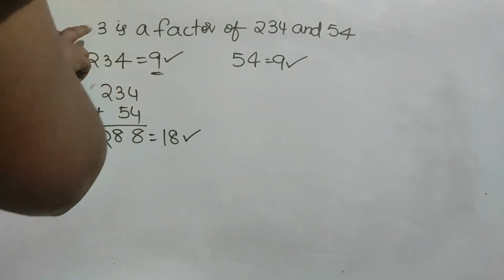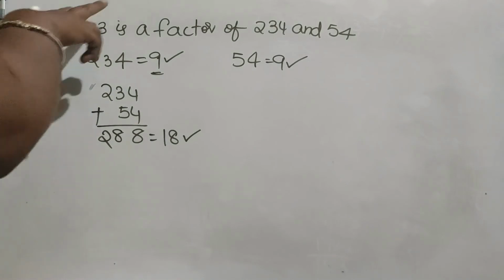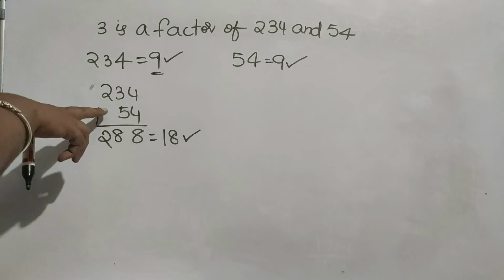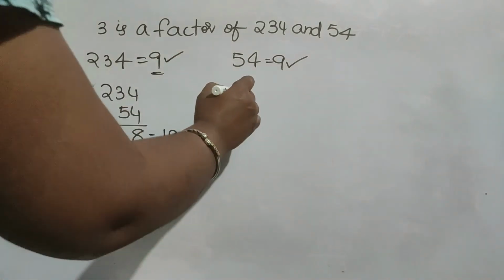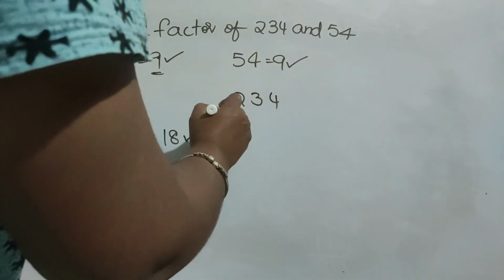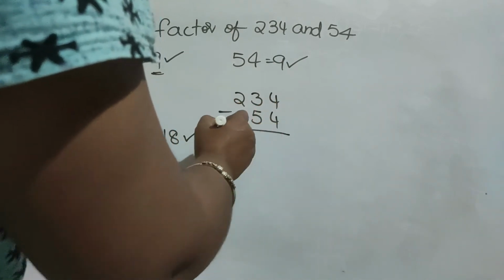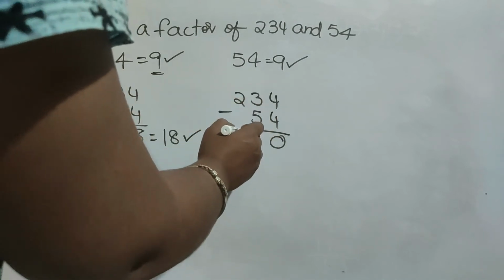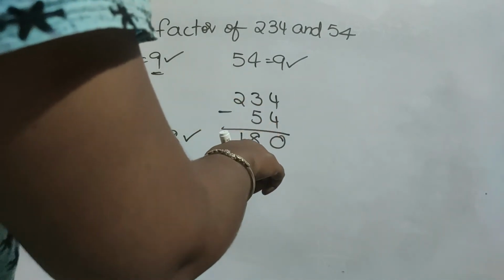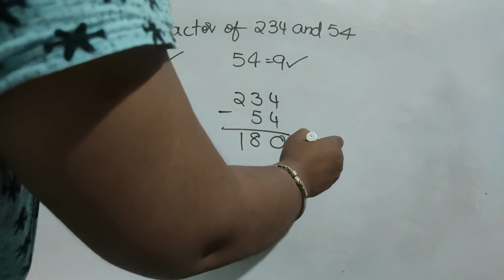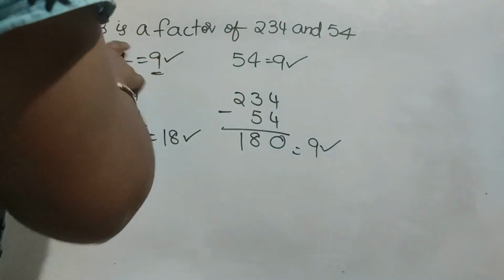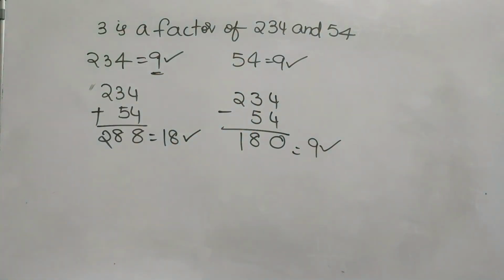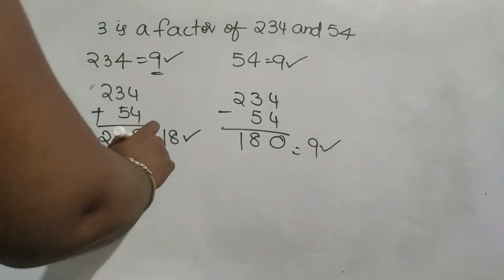Here 3 is a factor of 234, 3 is a factor of 54, so 3 is a factor of 234 plus 54 also. Now we will see 234 minus 54. 4 minus 4 is 0, 13 minus 5 is 8, 1. 180 means 1 plus 8 plus 0, which is 9. So 3 is a factor of 9, so the complete 180 is divisible by 3. So this rule follows.